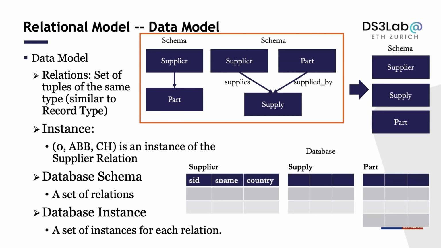You can think about the database now as tables. I have a table of all the suppliers, I have a table of all the parts, and I have a table for all the supply relationships between the suppliers and the parts. So this is what a database looks like if you are using a relational model.